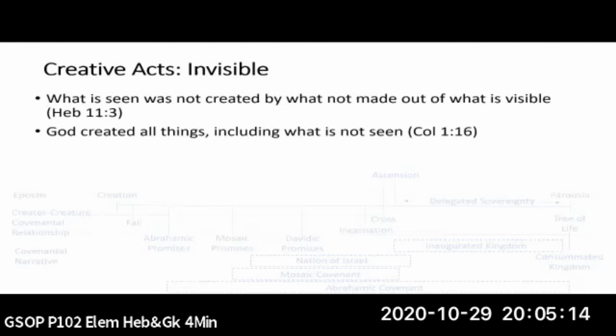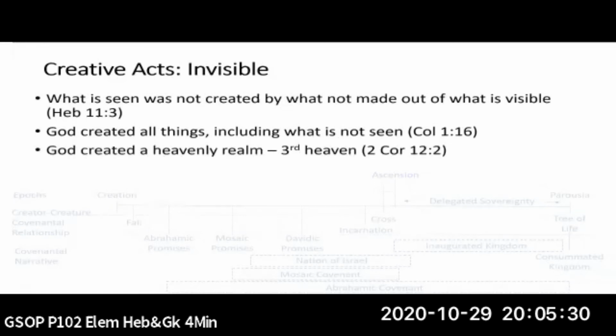In 2 Corinthians 12, verse 2, God created the heavenly realm, the third heaven. I know a man in Christ, Paul says, who 14 years ago, whether in the body I do not know or out of the body I do not know, God knows, such a man was caught up to the third heaven. And Psalm 148, verse 2, verse 5, God created the angels. Praise him, all his angels.